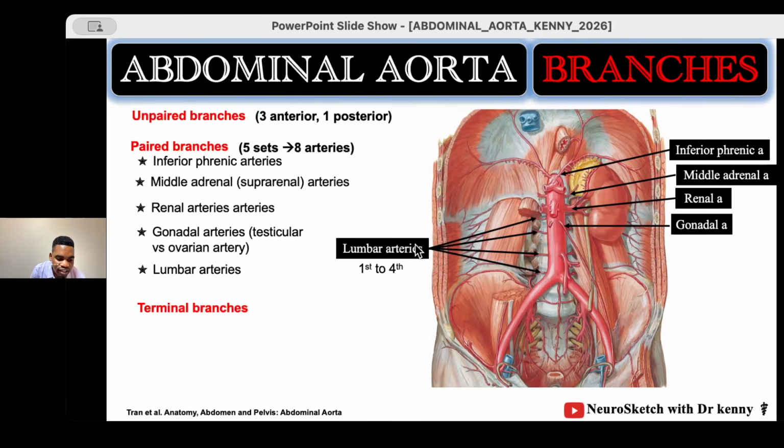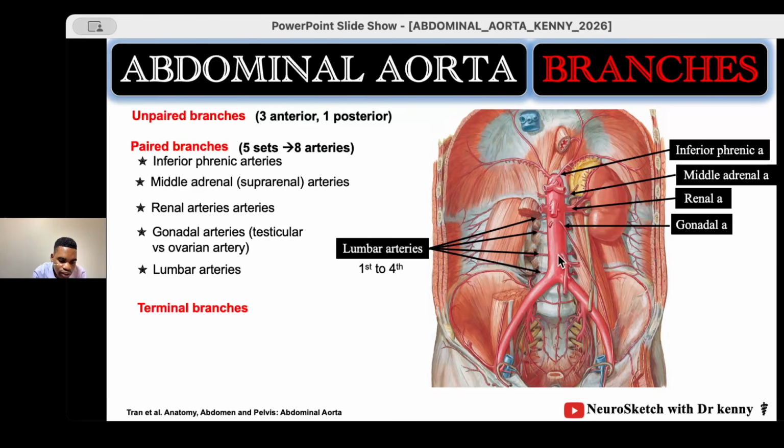And next we have the lumbar arteries. Now you see we have the first set 1, 2, 3, 4 on either side, and then the 5th set. The 5th set is called the lumbar arteries. We have 4 lumbar arteries, and this is why I'm saying we have 5 sets but a total of 8 arteries, because these 4 plus 4 lumbar arteries make a total of 8.